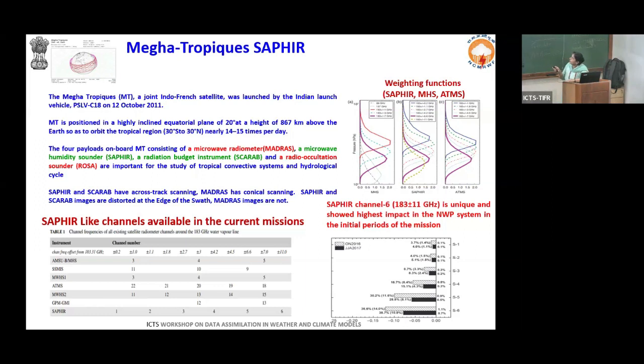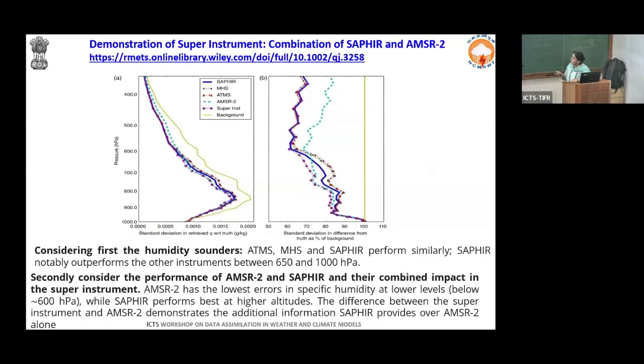If you see, when we compare the weighting functions, she already explained what a weighting function is. There we compared the weighting functions of MHS, Saphir and ATMS. What we are getting is that the lowest peaking channel of Saphir is not there in the other instruments. The main importance of Saphir is this lowest peaking channel, and we got the most impact from the lowest peaking channel of Saphir. All of these are in the 183 gigahertz part of the spectrum where the water vapor absorption is happening.